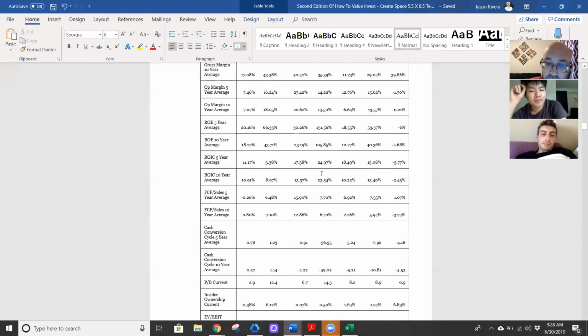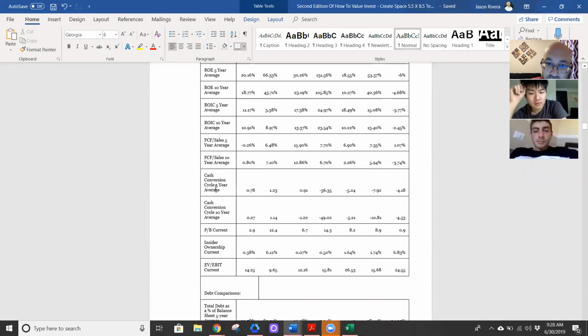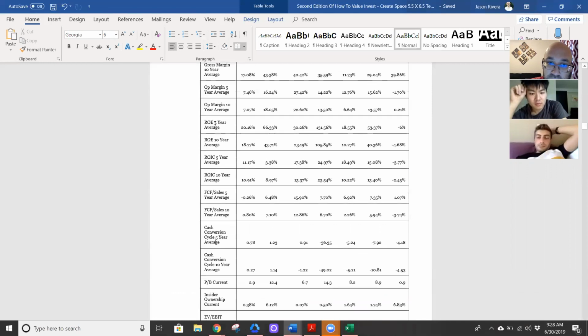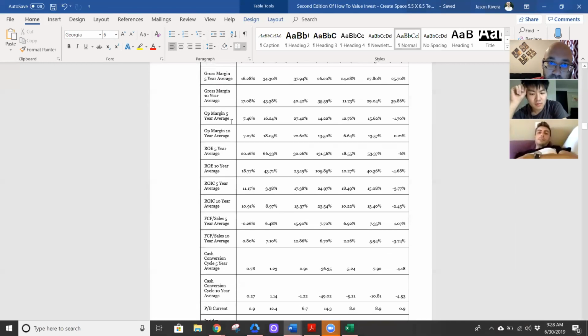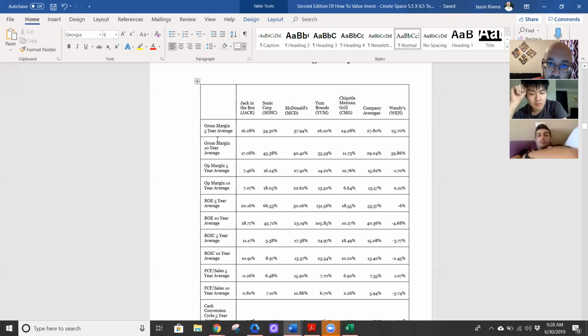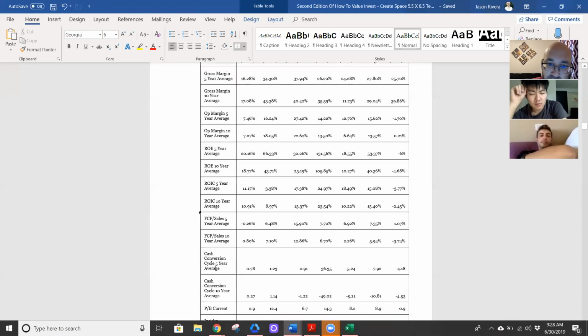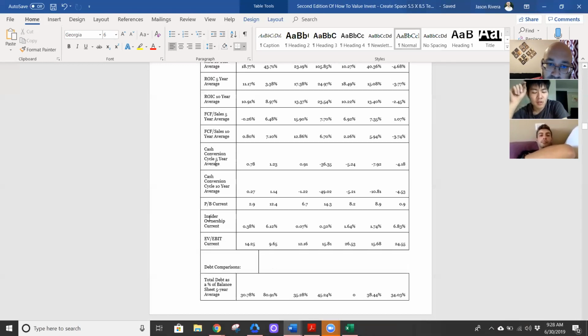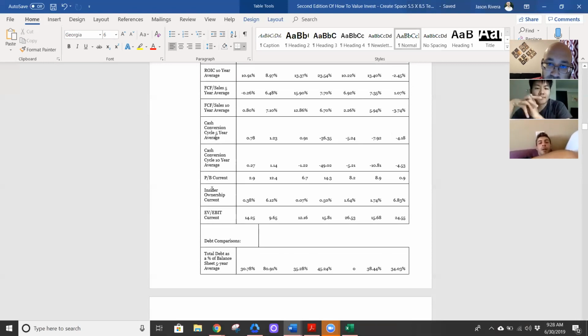But the reason I do this, again, ROIC, ROE, I don't use really ROE anymore. I don't really use gross margin anymore, so these would be gone, but operating margin would still be there, ROIC, FCF sales, cash conversion cycle. Most of the rest of these would still be here.